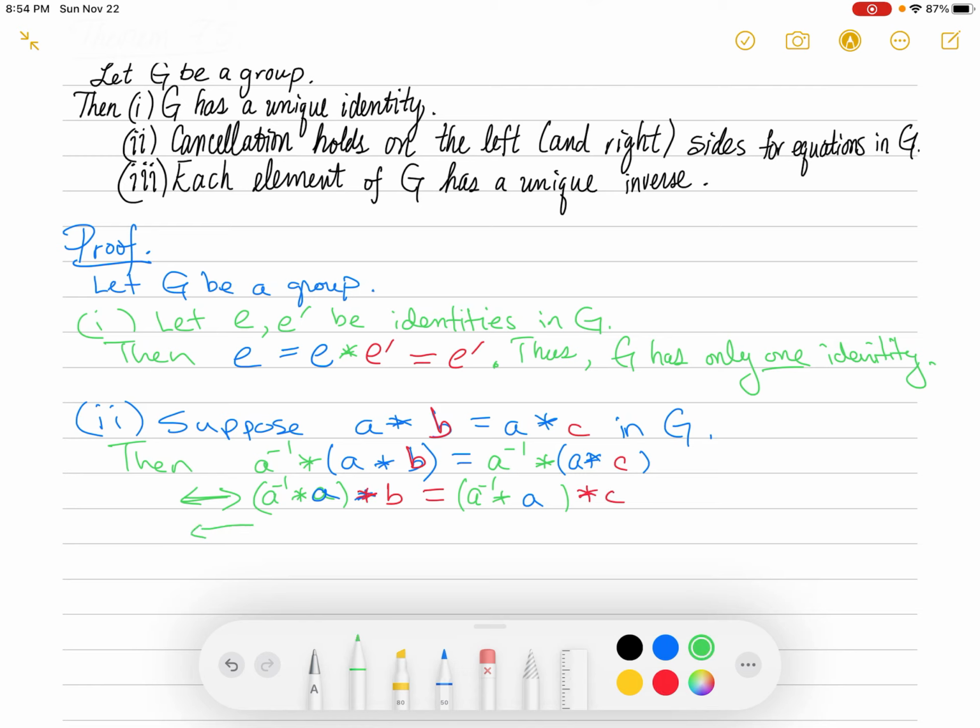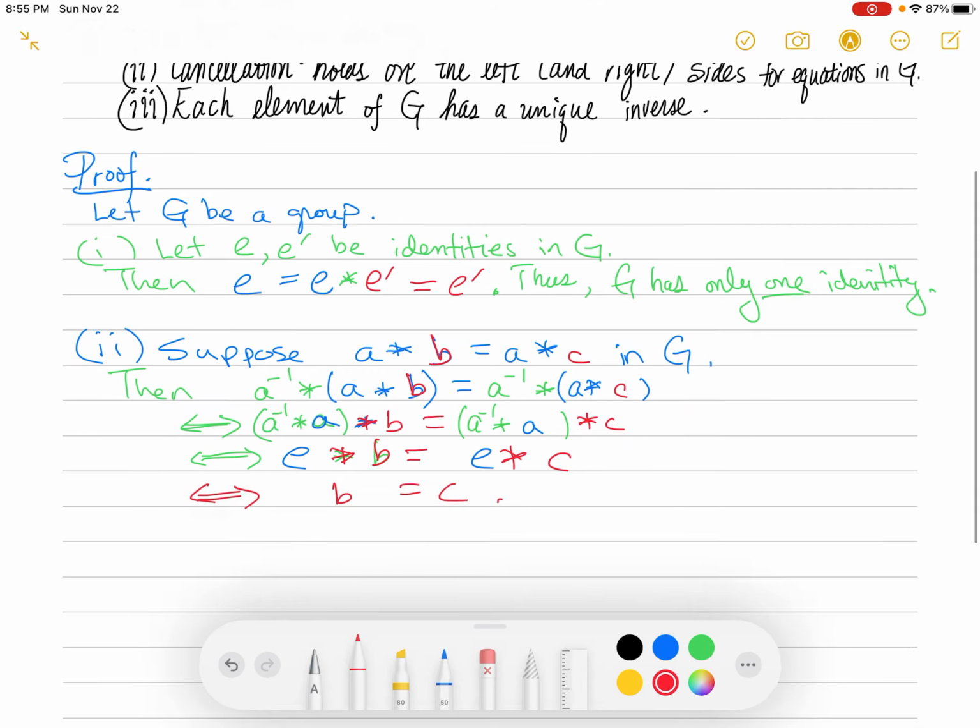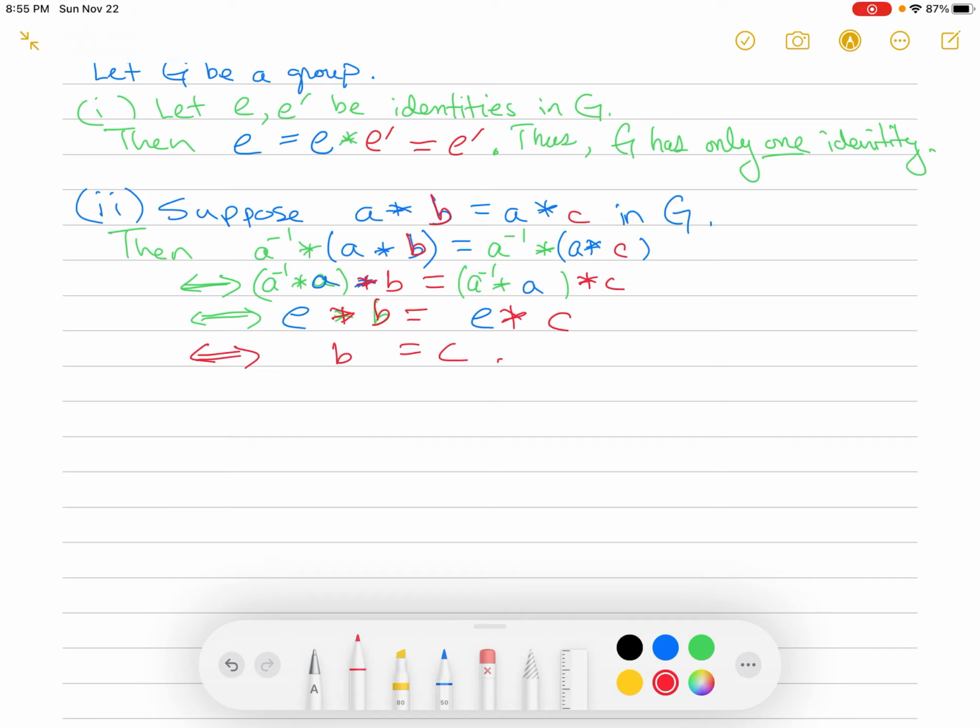Now I'm going to do A inverse star A. That's going to give me the identity. So I get the identity star B, and A inverse star A is the identity star C. So the identity times B is B, and the identity times C is C. So we get B equals C. So AB equals AC implies B equals C. That's called left cancellation.